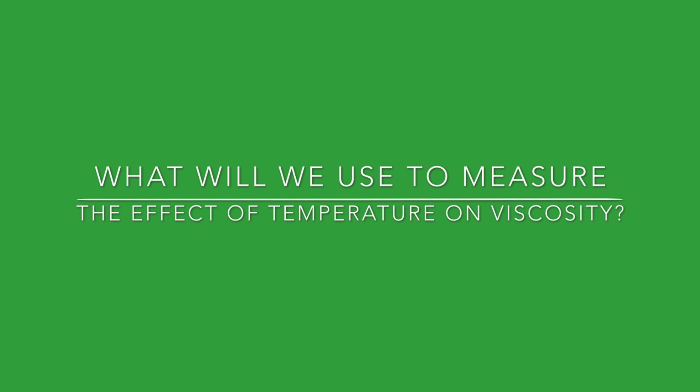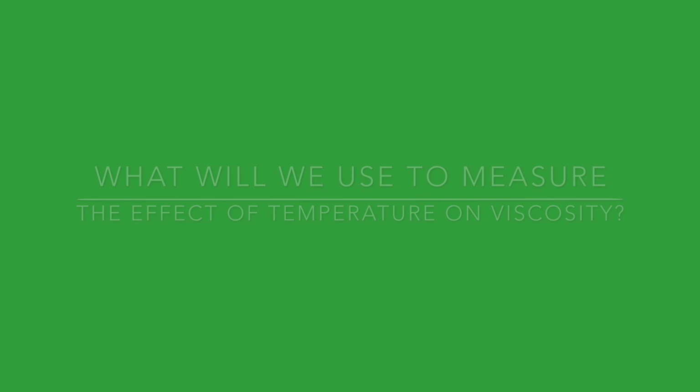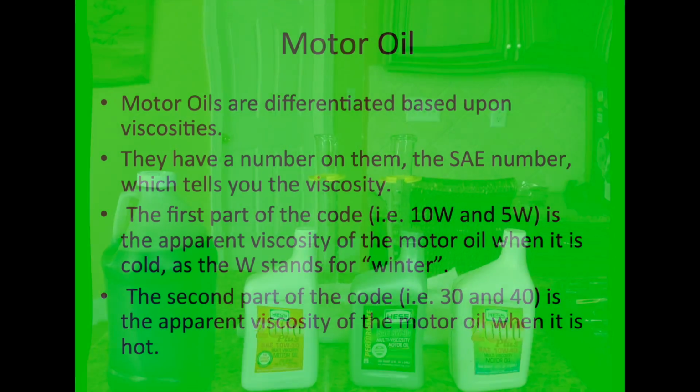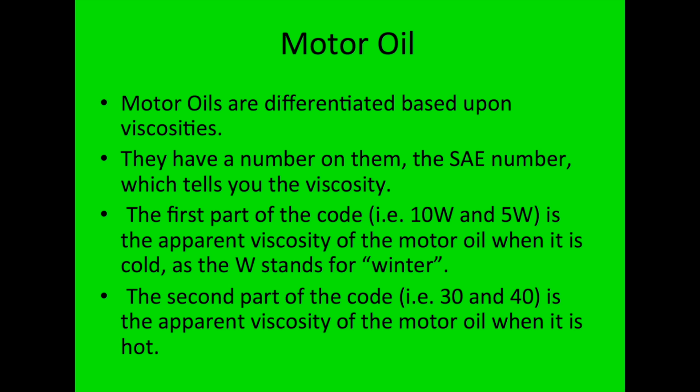What will we use to measure the effect of temperature on viscosity? Motor oil. Motor oils are differentiated based upon viscosities. They have a number on them, the SAE number, which tells you the viscosity.